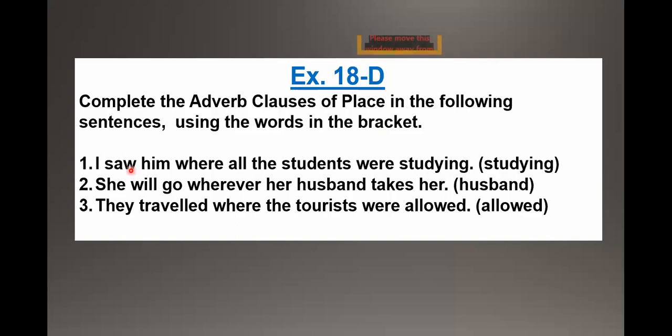I saw him. Now, I saw him where? Where did I see him? Again, that's telling the place. All the students were studying. So students is my noun and studying is my verb. She will go wherever her husband takes her. Husband is the subject and takes is the verb here, okay? They traveled where the tourists were allowed. So the tourists is my subject and were allowed is my verb here, okay?